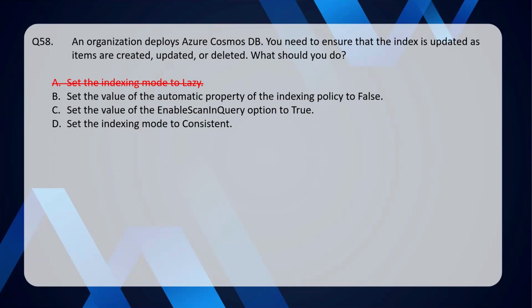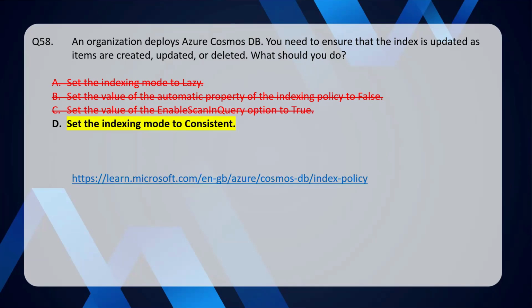Now setting the automatic property to false disables automatic indexing, which means you would have to manually specify index updates. Setting the enable scan in query value to true allows queries to scan data without indexes but does not update the index. Setting index mode to consistent ensures the index is updated synchronously with create, update, delete operations. This guarantees queries always see up-to-date index data.